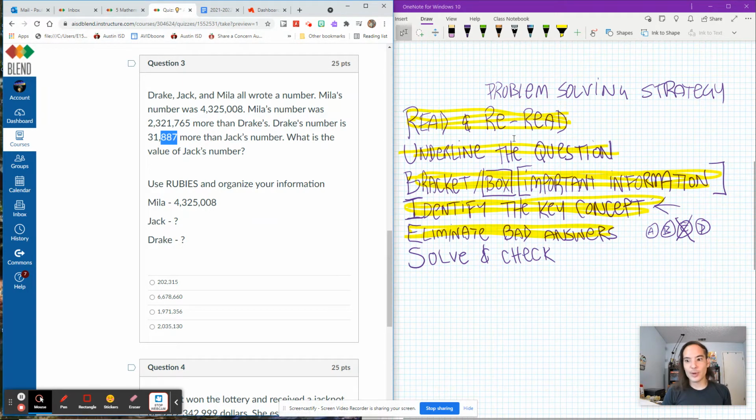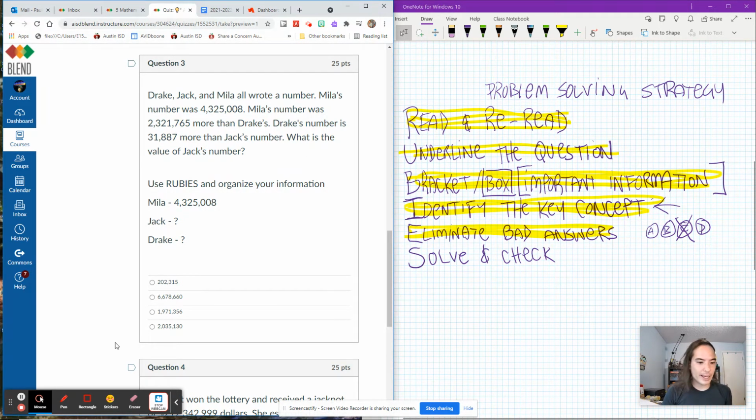All right, so we read it once, let's reread. Drake, Jack, and Mila all wrote a number. Mila's number was 4,325,008. Mila's number was 2,321,765 more than Drake's. Drake's number is 31,887 more than Jack's number. What is the value of Jack's number?